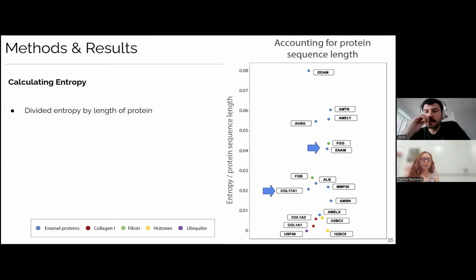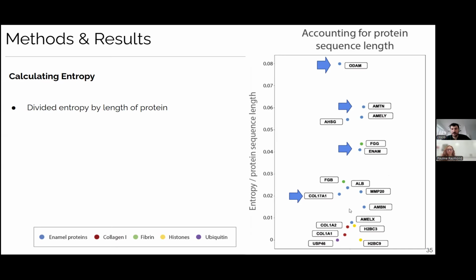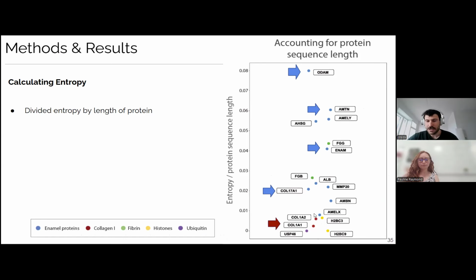First of all, we see that now our ENAM protein and our collagen 17A1 have dropped significantly in the distribution and are now kind of in the range of the distribution, whereas other proteins like ODAM and AMTN, which are usually quite a bit shorter, actually have very high entropy. And this is because they have a lot of information for their length. Finally, we saw that our collagen proteins actually drop to the very bottom of the distribution when accounting for their length. They're pretty much as conserved as histones and ubiquitins, so they don't have that much information.